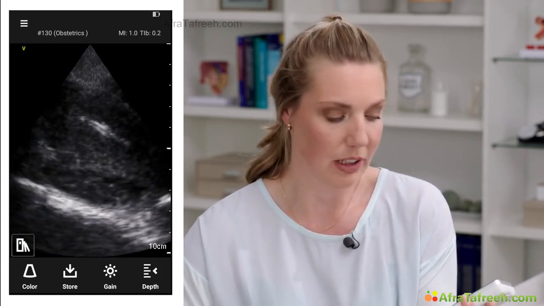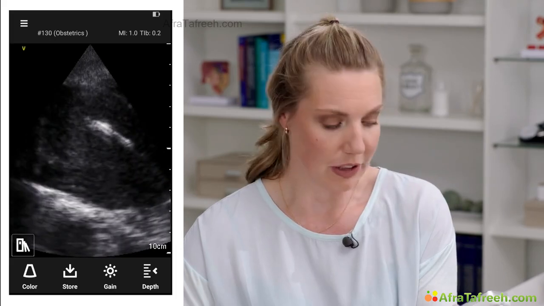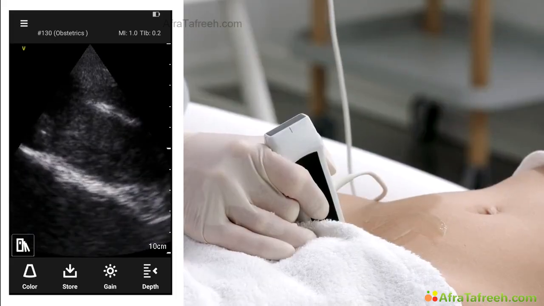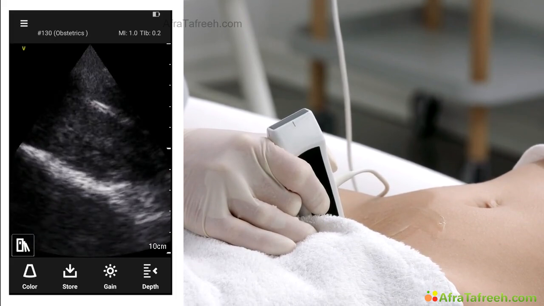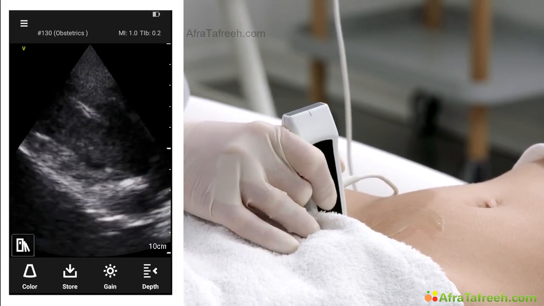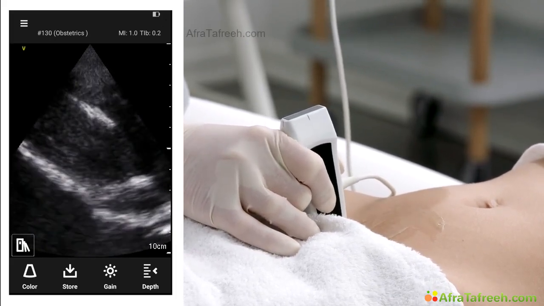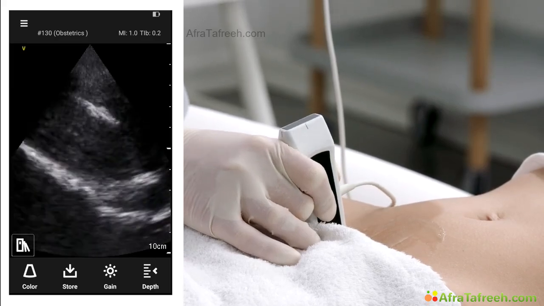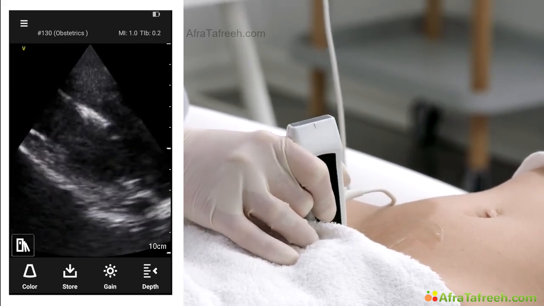What's important to know about this copper spiral in the uterus is that it's in the right position. Here we see the fundus of the uterus, and there the copper spiral is ending. So it's in the middle, looks like it's in the endometrium, so this is in the right position.